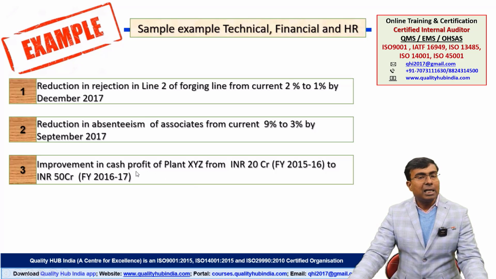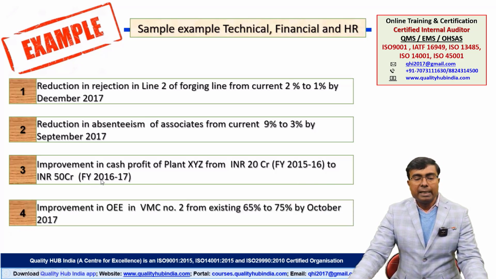This talks about cash profit. Okay, it's clearly measurable because numbers are there. This is achievable also, and this is relevant to the business, and this is time oriented also. So we have seen 3 examples. Let's move on to the next example.